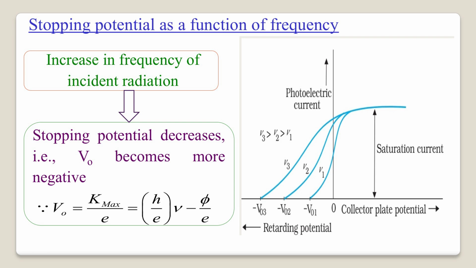Now, let us discuss the stopping potential as a function of frequency. As the frequency of incident radiation increases, the stopping potential V0 becomes more negative. Since the intensity of incident radiation is constant, with increase in frequency the stopping potential gradually becomes more and more negative, but the saturation current remains constant because the intensity of radiation remains constant.